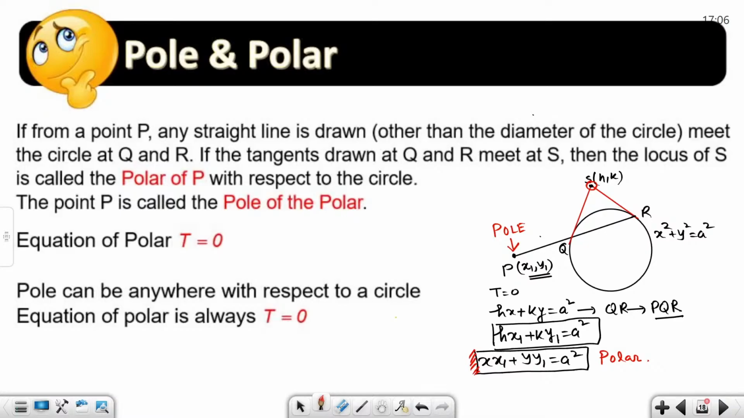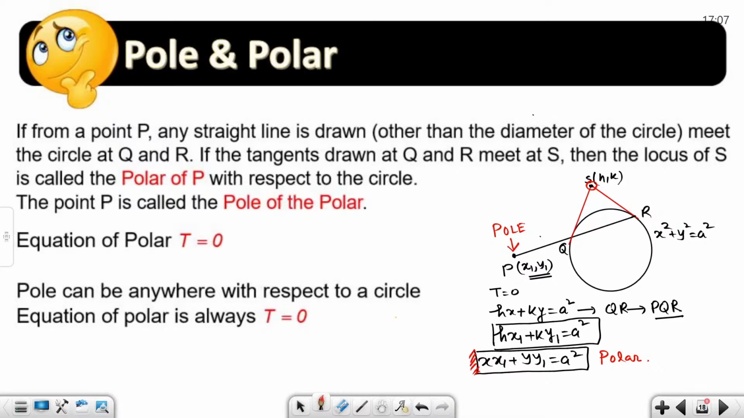Remember in this way, it will be better for you to remember. Pole is a point and polar is a straight line, and this polar is basically the locus of point S, which is obtained by the point of intersection of the tangents drawn at 2 points where the line from the pole intersects the circle. Okay, remember in this way.